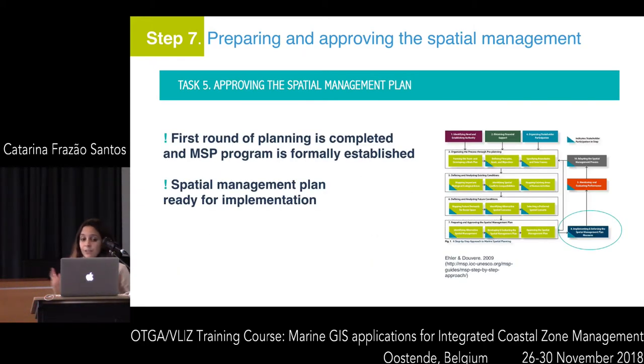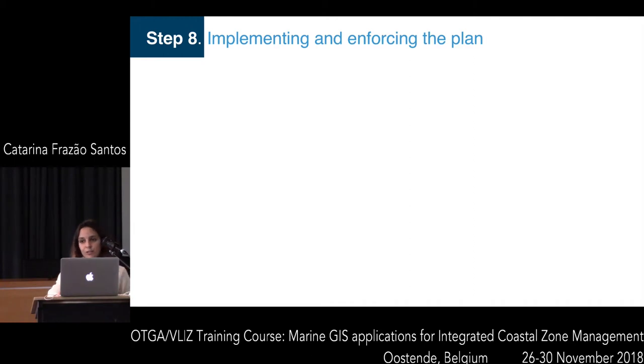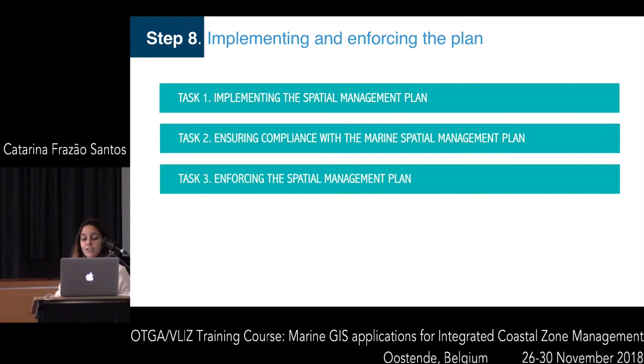And so the first round of planning should be completed by now, and the MSP program is formally approved and established, and now we can go to one of the three last steps of marine spatial planning development, which is the implementation and the enforcing of the plan. So this has three tasks. The first is to implement the plan, and the other two are ensuring compliance and enforcing.